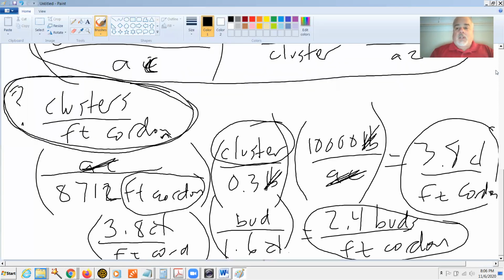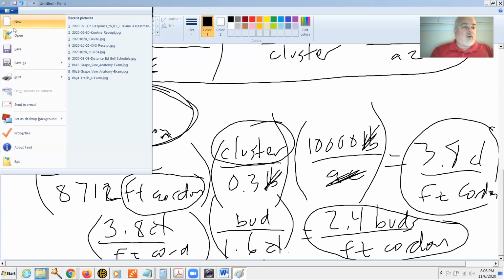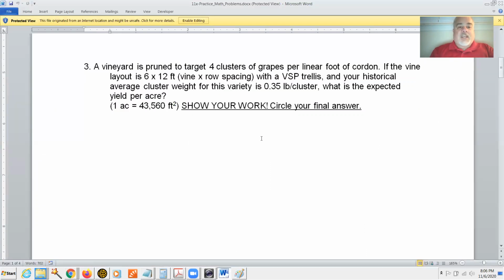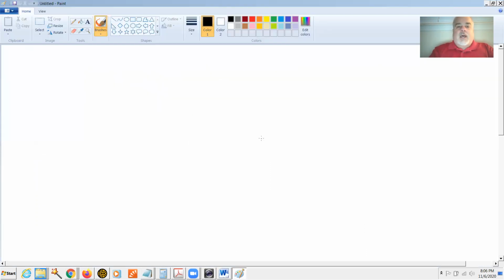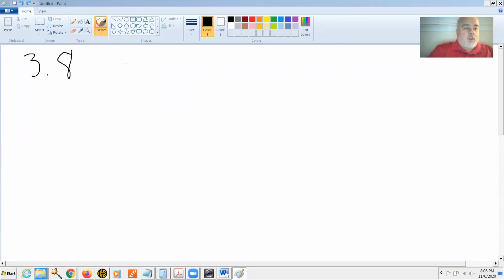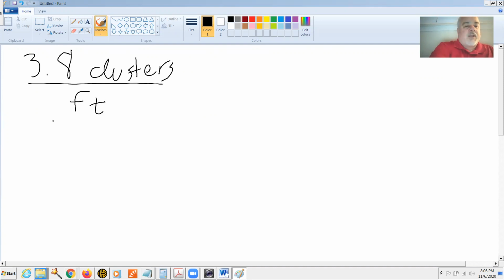All right, let's look at that one. And I'm going to say, File, New, don't save. All right, so I'm going to get some other information. I'm going to say 3.8 buds. Is it buds or clusters in this? Clusters, sorry. 3.8 clusters per foot is what I'm calculating of cordon.